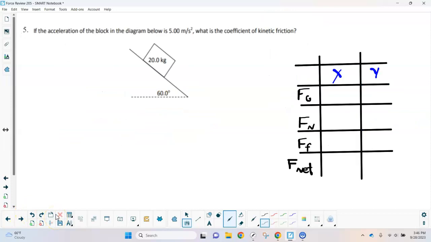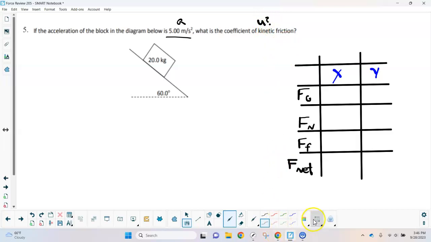So incline's a little tricky. It's trying to make sure that you do the steps again. I would suggest looking over them and the ideas and trying to make sure you're good with them. So we know it says the acceleration of the block on the diagram is 5 meters per second squared. So that's the net acceleration. And we want to know what's the coefficient of kinetic friction. So this problem is just only asking for U. So we're trying to find U, UK if you want to be specific.